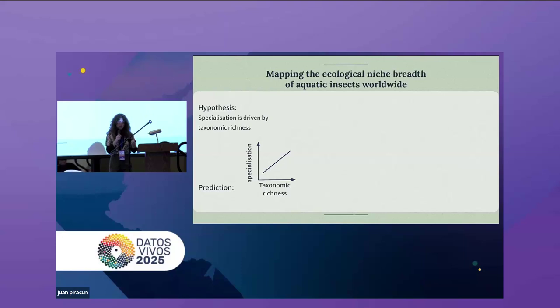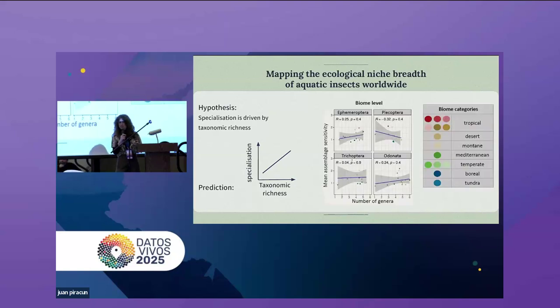So then I wanted to test this hypothesis. First one says that species are more specialized in communities that have a higher species richness. So high species richness, because of resource competition or competition in general, makes them specialize. However, I didn't find evidence for this hypothesis at the biome level.